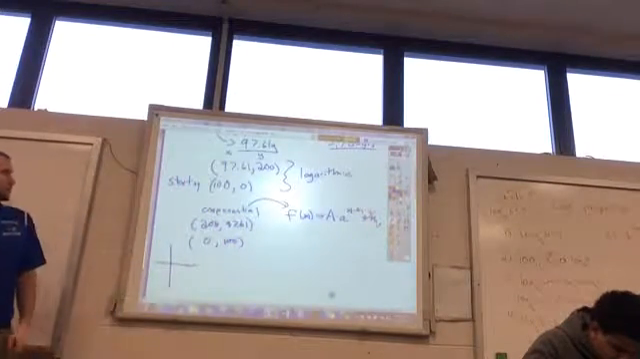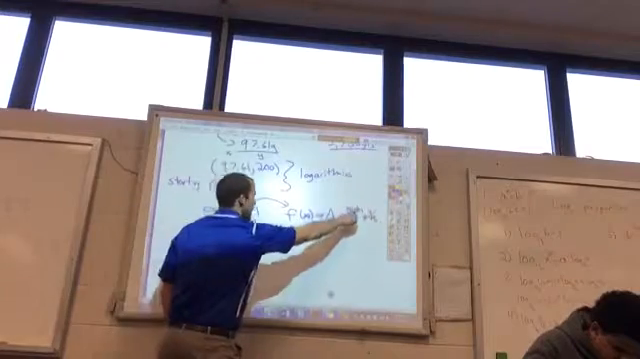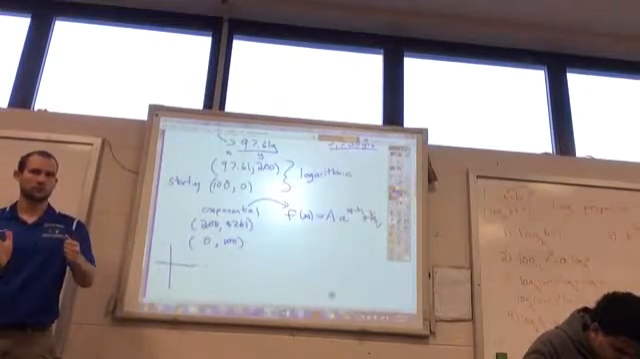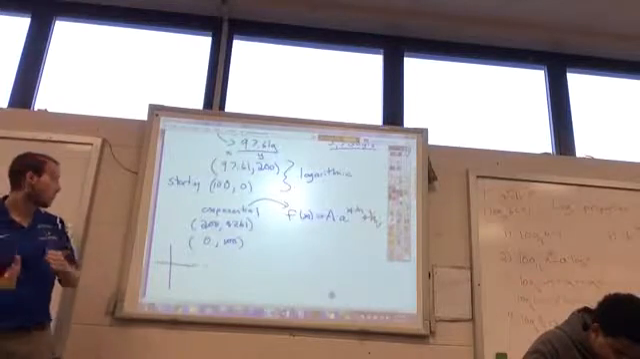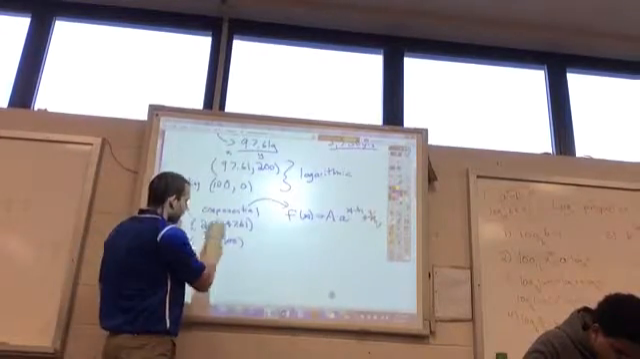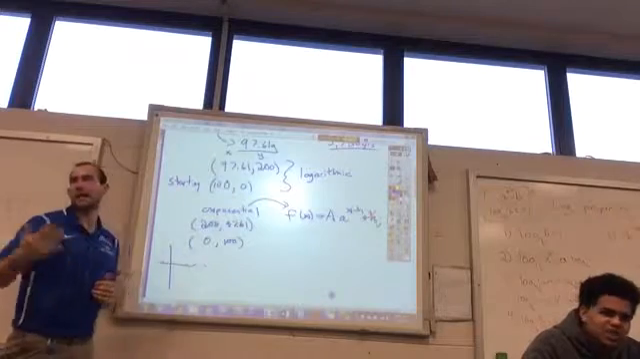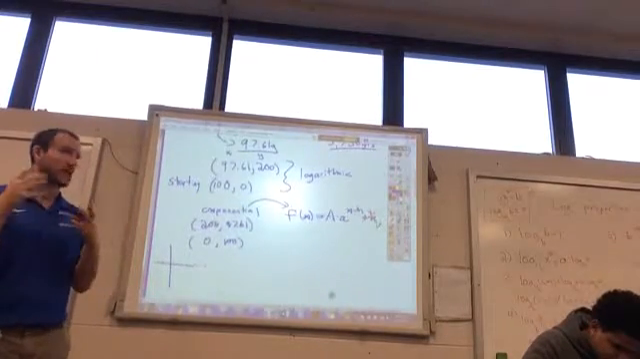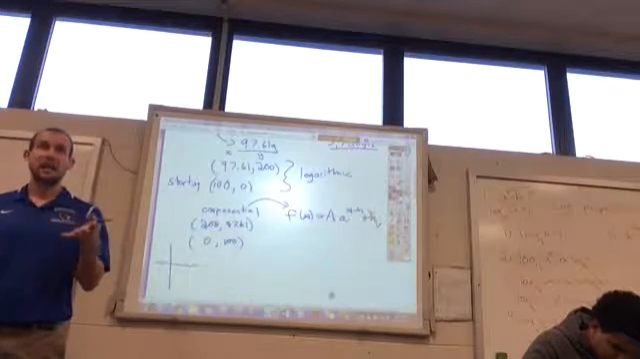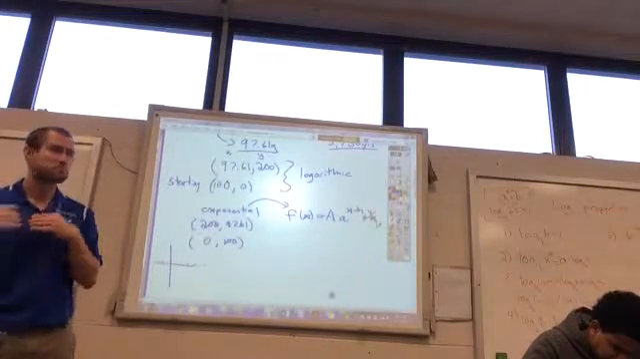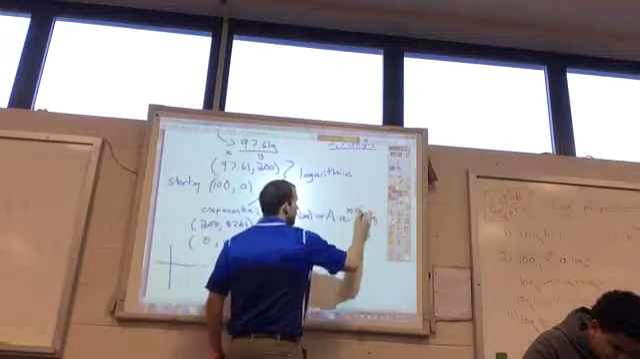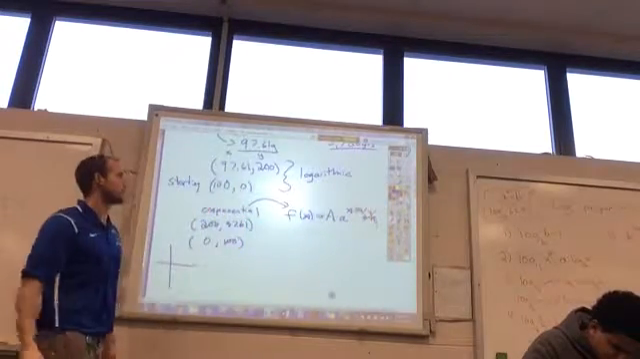Now, h. What does h do? Shift horizontally. In this case, the horizontal number is the amount of grams I have. Am I adding an additional piece to something, or am I just dealing with it as it is? As it is. So do I have a horizontal shift? No. There's no h. So what are we left with?